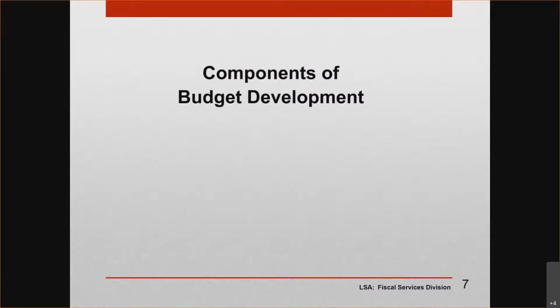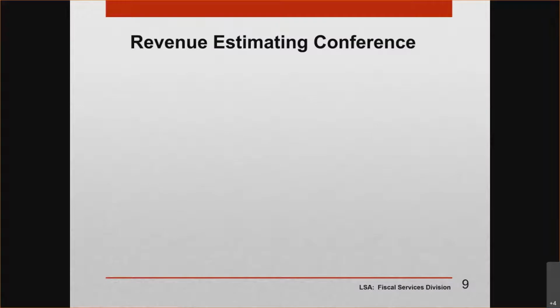Next, I want to talk about, like I mentioned, the components of the budget development. The first component is the Revenue Estimating Conference. The Revenue Estimating Conference is comprised of a 3-person panel. It is made up of an appointee from the legislative branch, an appointee from the governor's office, and a third person who is agreed to by the other two members. Our legislative appointee is Holly Lyons, who's the director of the Fiscal Services Division. The appointee from the governor's office is David Roeder, who's the director of the Department of Management. Those two persons have selected a third person, David Underwood, who is a retired business person from Mason City. And those three make up the Revenue Estimating Conference.